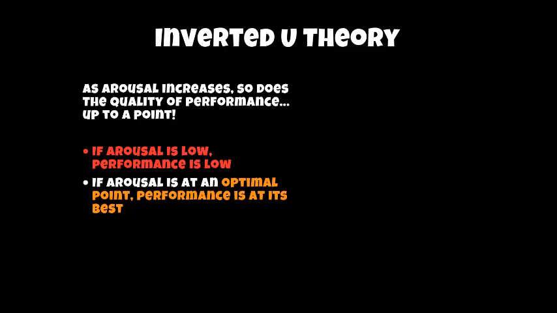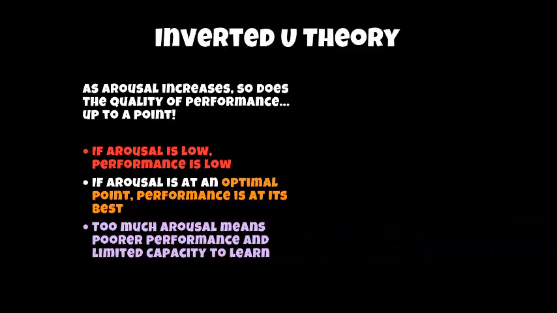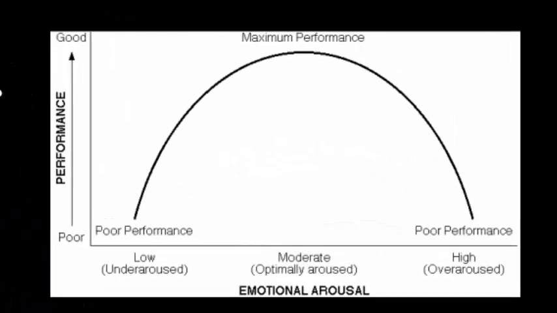If arousal is at an optimal point, performance is at its best. So I'll explain that in a moment with a diagram. However, this theory suggests if you get over-aroused, it means poorer performance and also a limited capacity to learn. So if we have a look at the diagram, as you can see, on the left you've got performance going upwards, poor to good. On the right you've got arousal going from low to high. So low arousal equals poor performance. Well, we know that from drive theory.